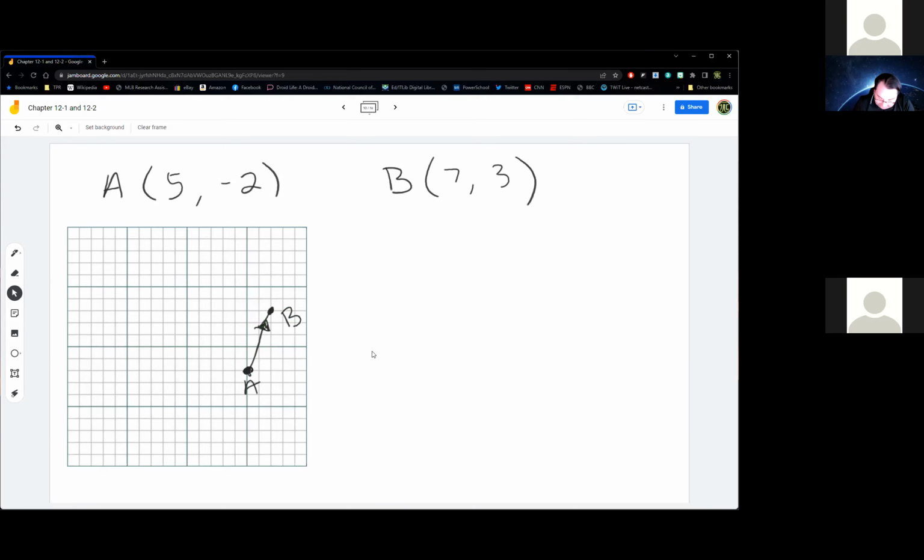I want to take the same vector and start it at the middle. So we're going to do the same thing: 7 minus 5, and then 3 minus -2. So I've got 2 and 5. So I'm going to go over 2 and up 5. These two vectors are the exact same. One just starts at the origin. So one's the position vector.